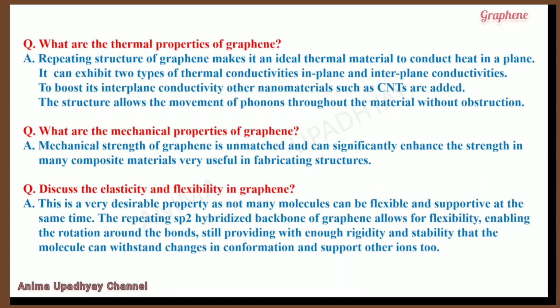Whereas graphene is both flexible and supportive simultaneously. The repeating sp2 hybridized backbone of graphene allows for flexibility, enabling rotation around the bonds, while still providing enough rigidity and stability that the molecule can withstand changes in conformation and support other ions also.